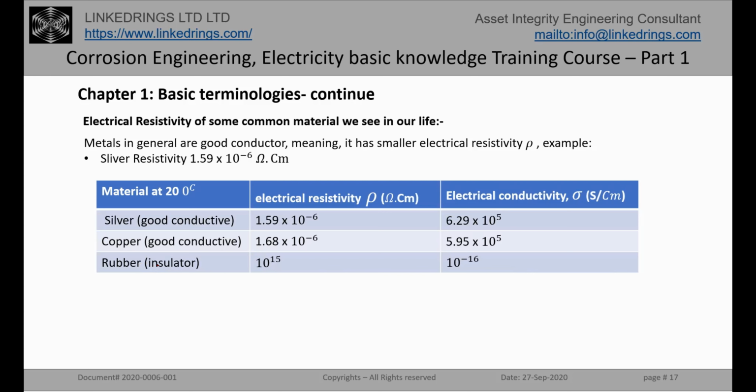Rubber is an insulator. That's why it has a very high electrical resistivity, 10 power 15, and a small conductivity of 10 power minus 16. By the way, rubber comes in different types, and it depends on the density, whether it is high density, low density, medium density, and some other factors. So this is an example of the rubber types.